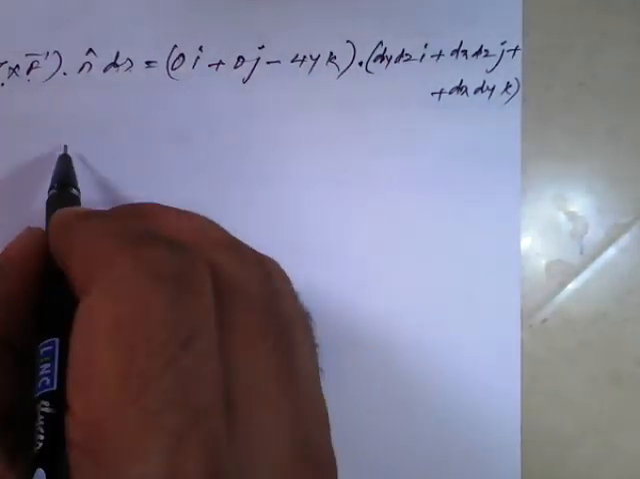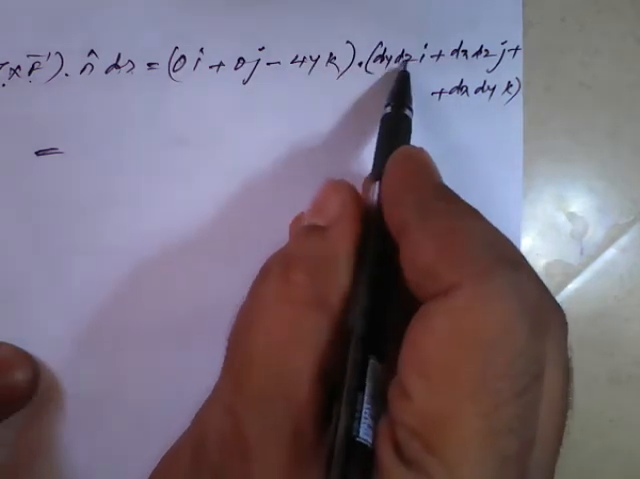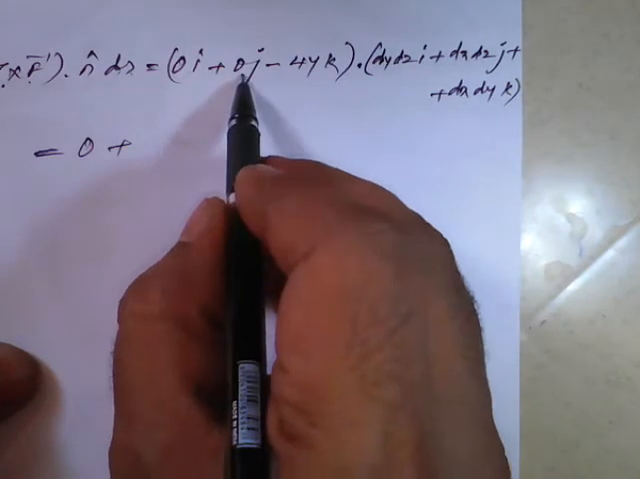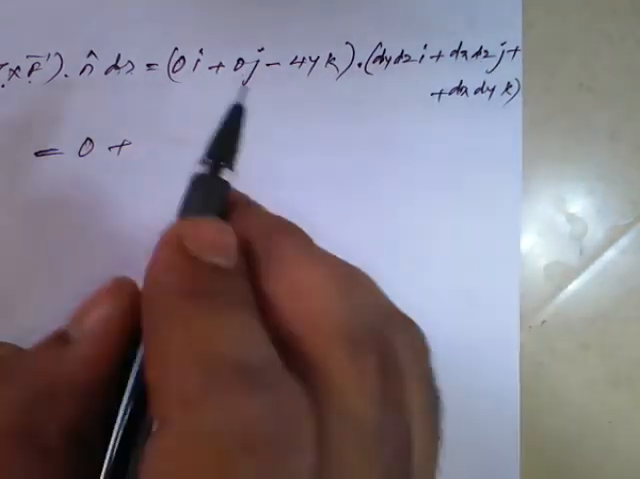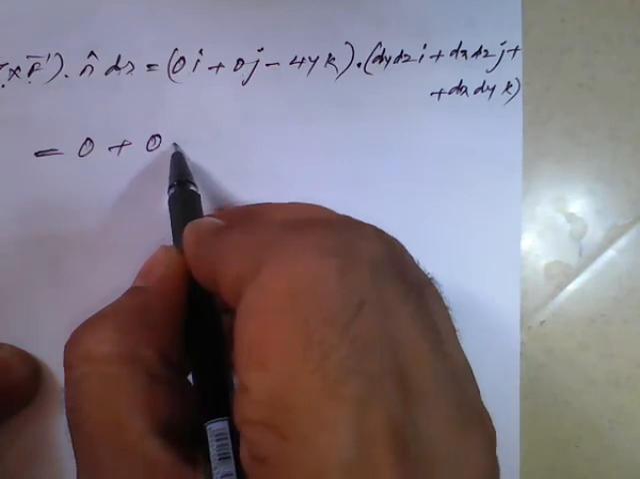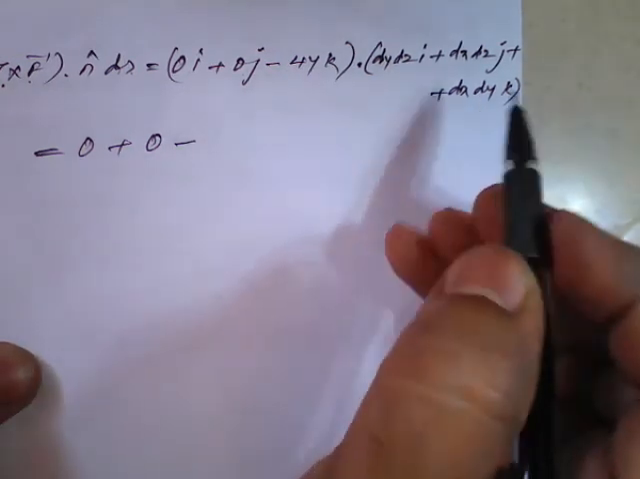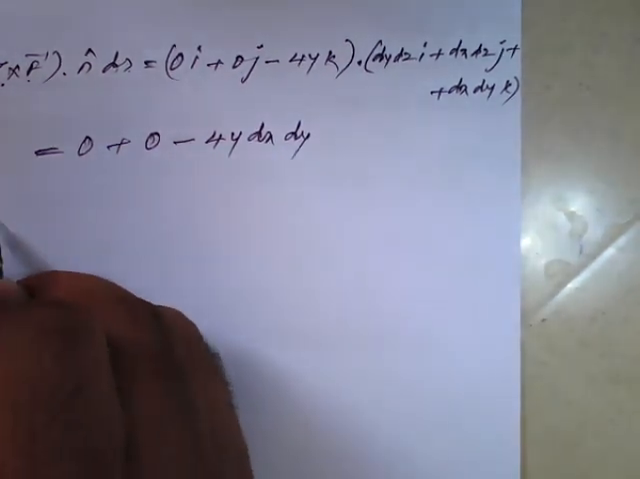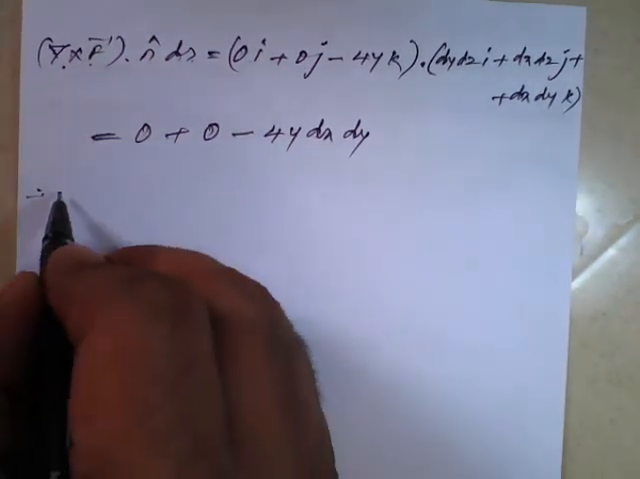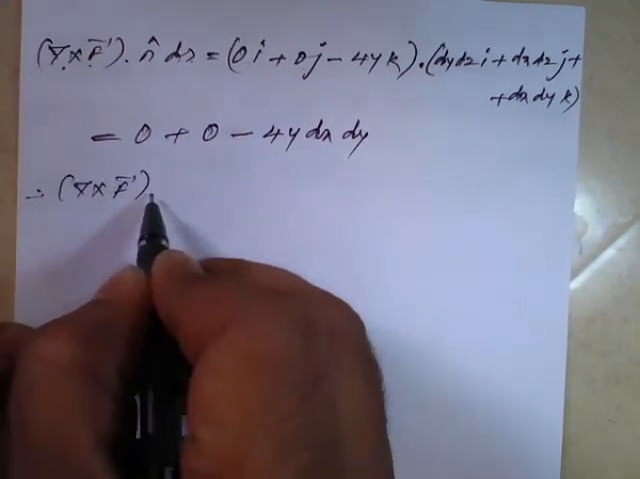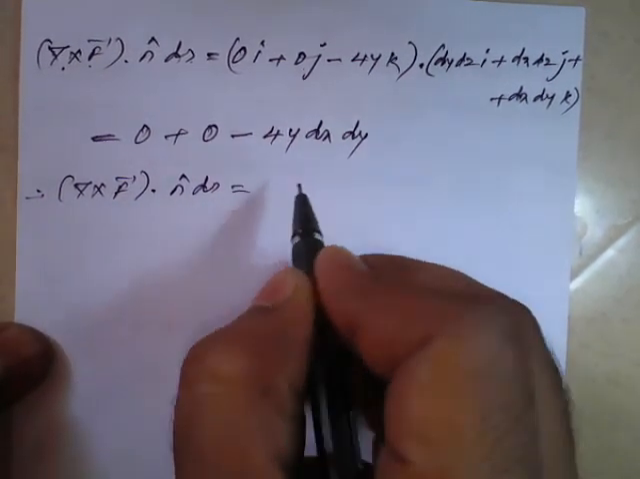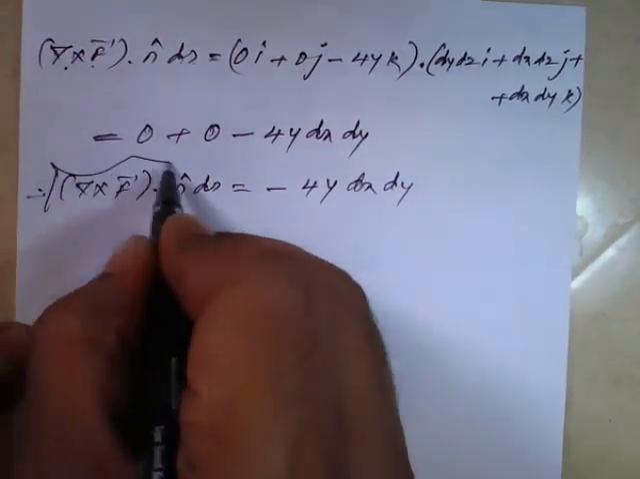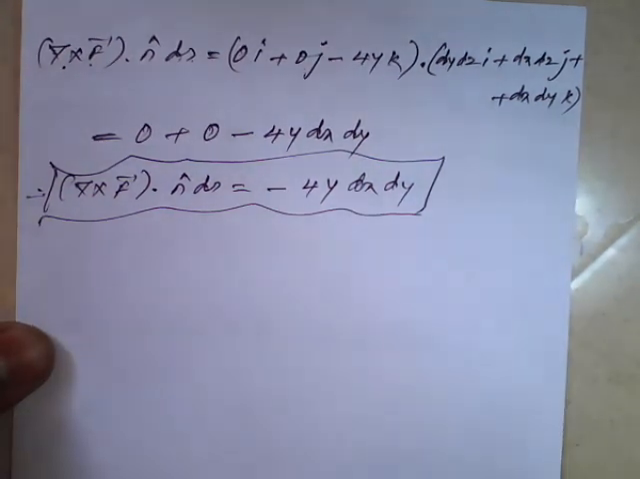So the dot product of these two vectors is 0 into the coefficient of i, plus 0 into j, plus minus 4y into dx dy. Therefore del cross vector f dot n cap ds result is minus 4y dx dy. Now this is ready to integrate directly.